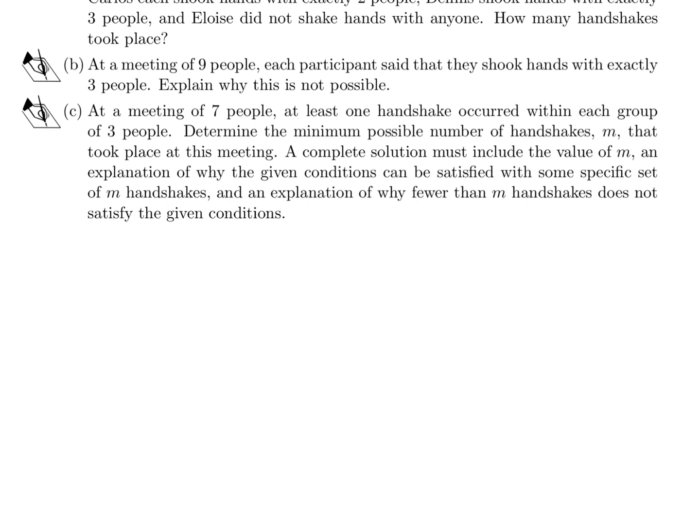At a meeting of 9 people, each participant said that they shook hands with exactly 3 people. Explain why this is not possible. Okay, so we have 9 people this time, and each person has 3 handshakes.